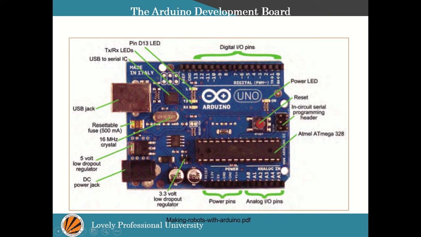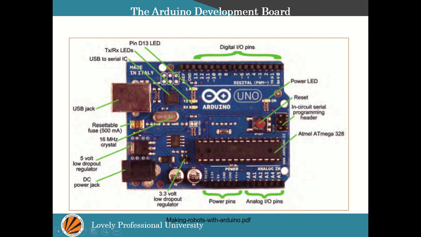We have this power LED over here. We have this reset button over here. We have this in-circuit serial programming header over there. We have this IC, that is your microcontroller, Atmega 328. We have this 3.3 volt low dropout voltage regulator over here. We have both analog and digital pins. As we have seen, we have labeled these digital pins as digital IO pins. We have 6 analog pins on this development board, starting from A0 till A5.